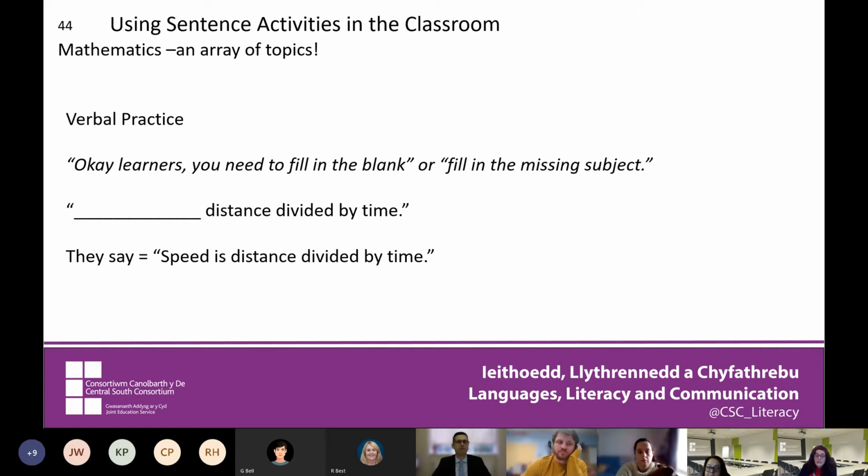So let's see if it works for verbal practice. Okay, learners, you need to fill in the blank or fill in the missing subject: blank, distance divided by time. So you'd want them to fill in the blank: speed is distance divided by time. So you can see that it works.